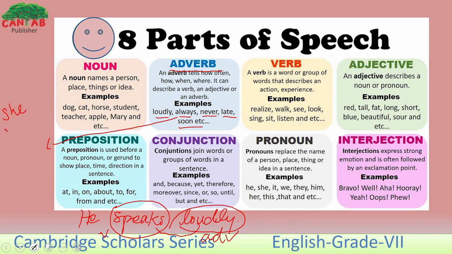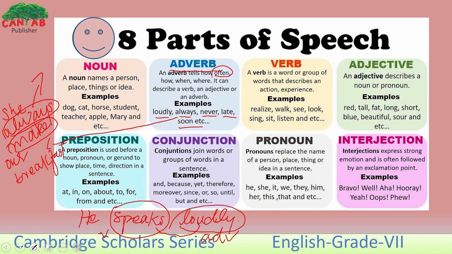Look at this one, always. She always make our breakfast. Here the always is an adverb and make is a verb here. So it is telling you when, how, where the actions are done and how often. Here the always is the adverb of how often, how often the verb is done.